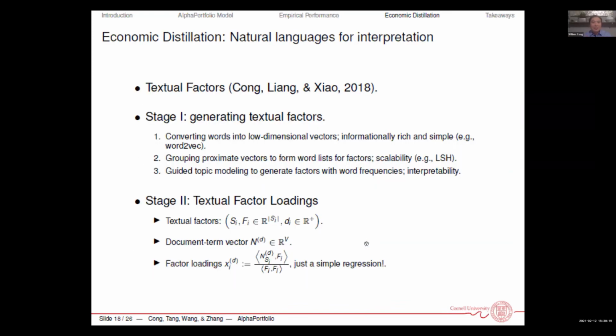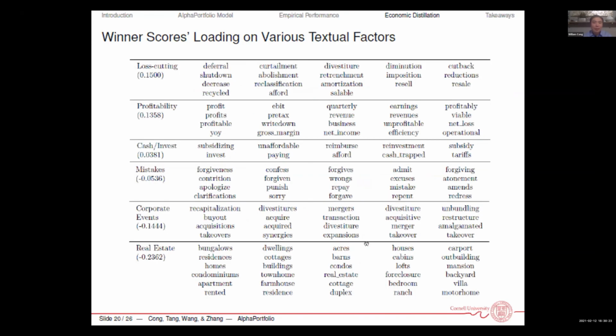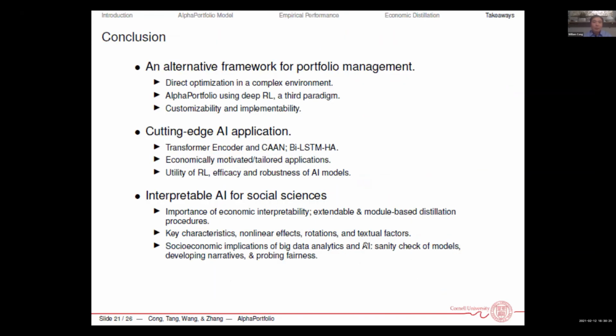Okay, so I'm going to just go to the conclusion. Another projection one could do is through textual analysis, but I'll skip that. So I'm just going to end here. Just want to say it's an alternative framework for portfolio management. It does make use of cutting edge AI tools, but it's important that we tailor it for financial applications. And finally, it provides some procedures for interpreting black box models.